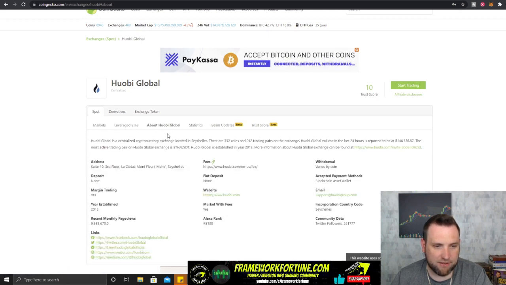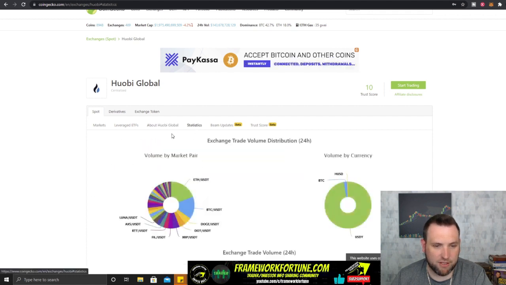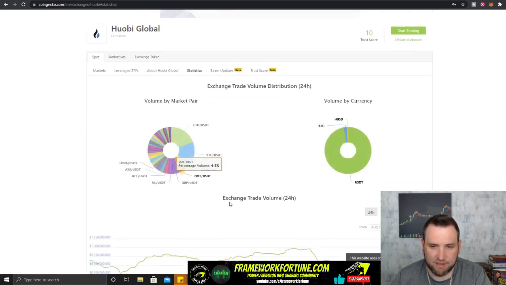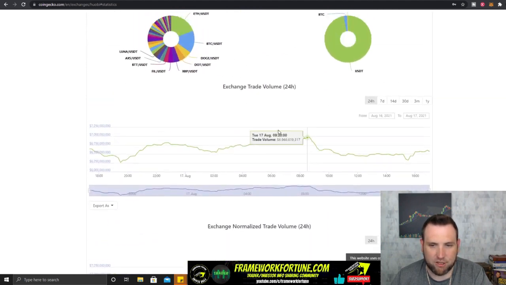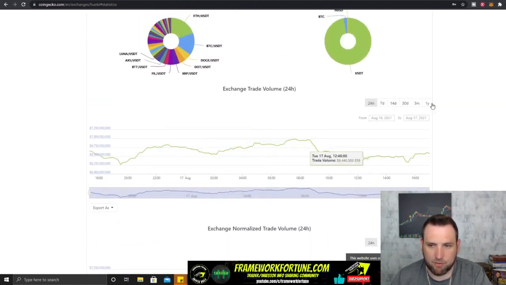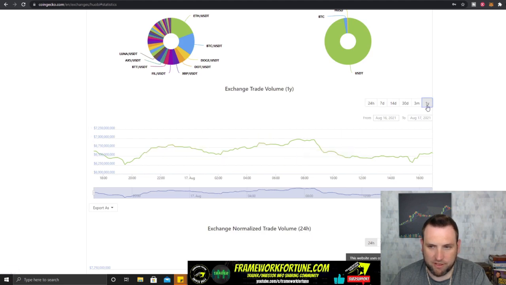They've got ETFs there, and then you've got the about, so you can find the fees. You can find out about this exchange. You can see if they've got margin trading. You get all this information here, and you can continue on. You can see statistics, see where their volume is at, and you can actually get the charts here for the exchange traded volume to see how it's been performing. You can even go to 1 year to see if they've been growing.